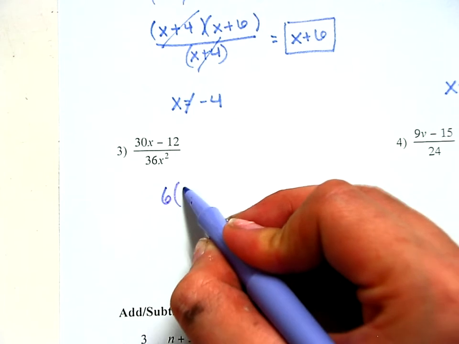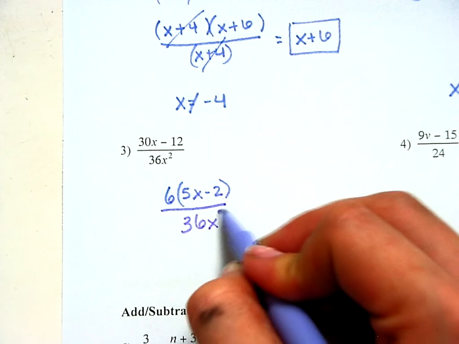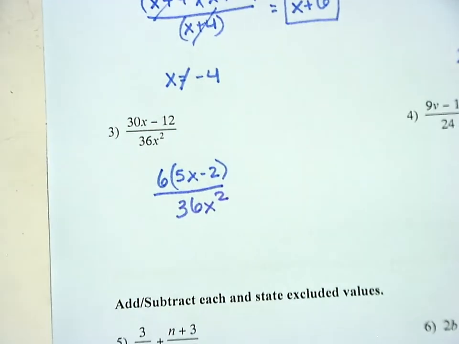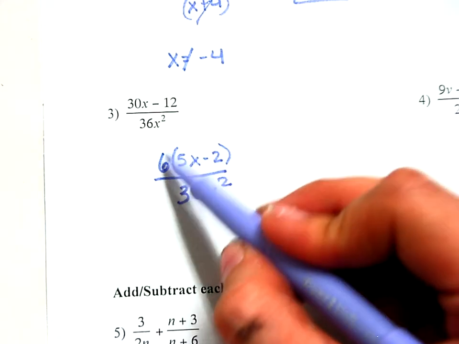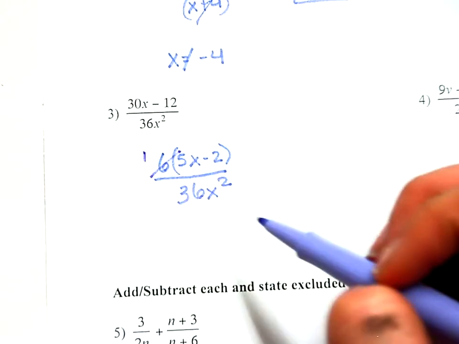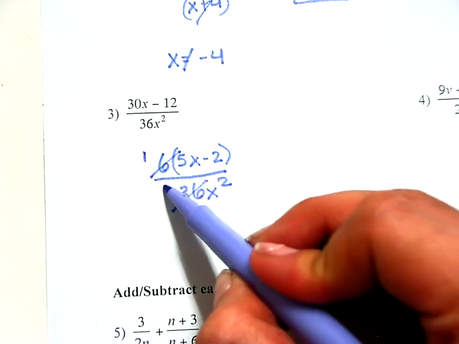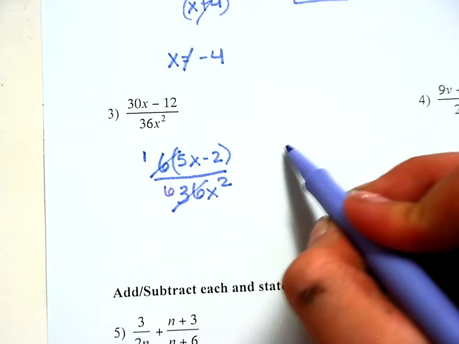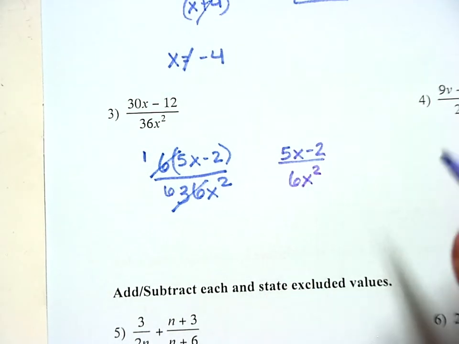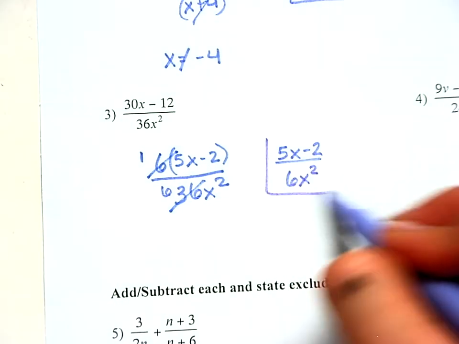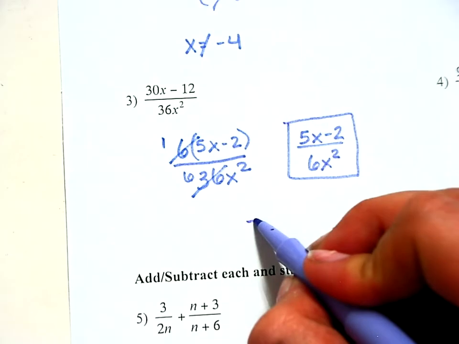And then what's left is a 5x minus 2 all over 36x squared. Now, my binomial right here is not going to cancel with anything. But I do see that I have a 6 here. So that's going to factor to a 1 if I cancel the 6. And then if I factor out a 6 out of 36, I have a 6 left. So then my final answer would be 5x minus 2 in the numerator and a 6x squared in the denominator. Then you're done. So this is your final answer. And then last but not least, your excluded value, x cannot equal 0 here.